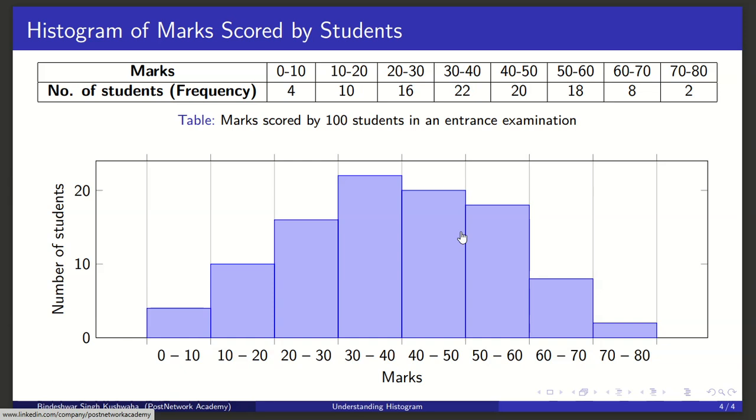Histograms can also be used in many probability distributions. So this plot or graphical representation is very important in probability and statistics, and you should have good command over histograms.